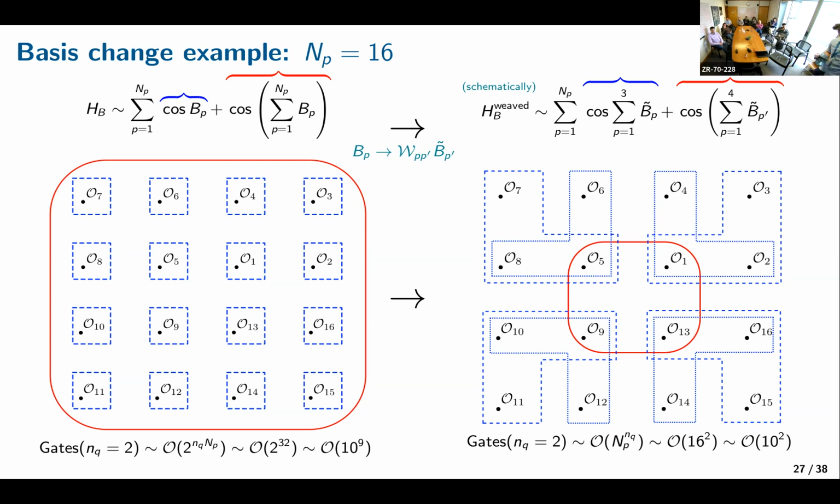Okay. Are there any questions with the change of basis? Is everybody sort of happy with where we're at? The weave matrix, where did that come from? Did you just propose one?